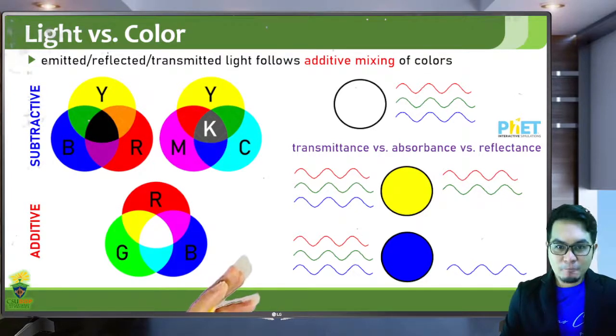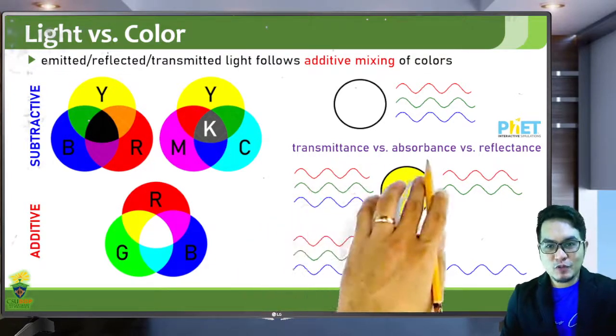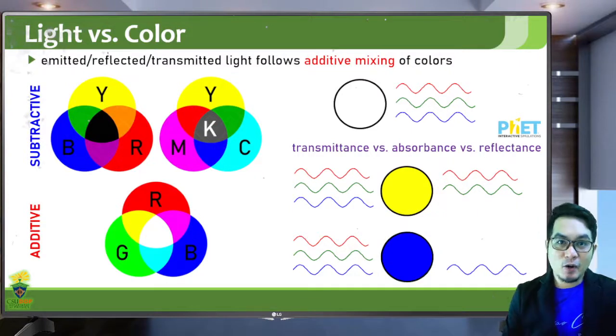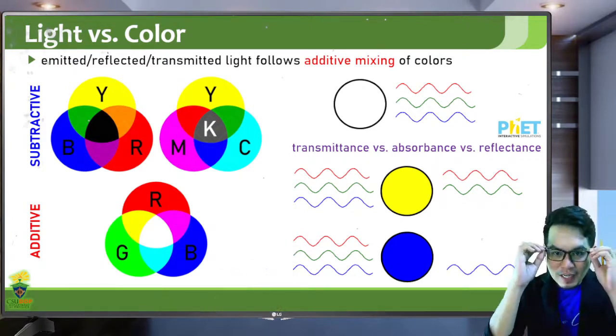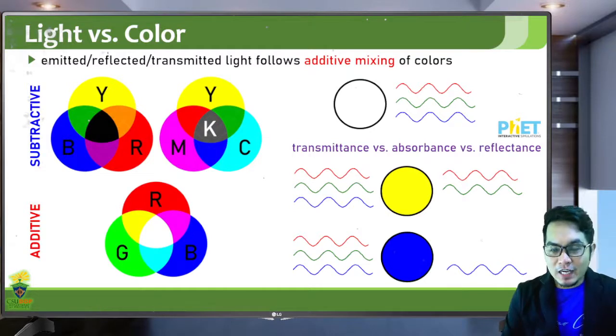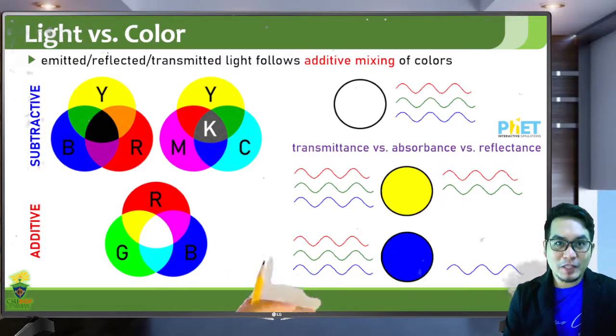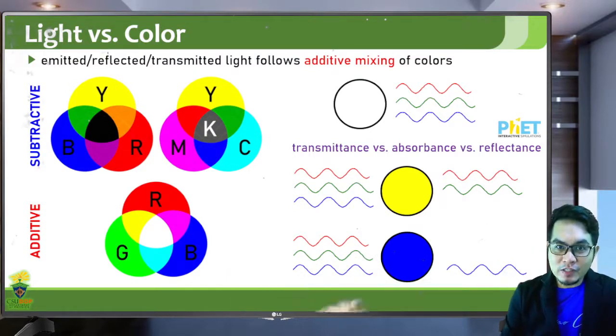So in general, the relationship between transmittance, absorbance, and reflectance is that they're all equal to 100% or 1. So if you have a material and you shine light on that material, the amount of light that is incident on your material is divided into some percentage that will be absorbed, some percentage that will be reflected, and some percentage that will be transmitted. Transmitted means it will pass through the material.